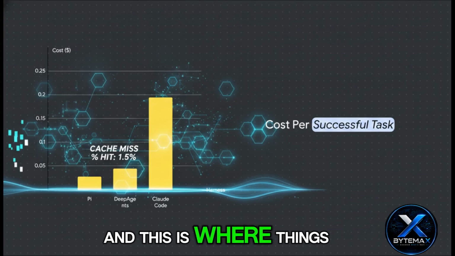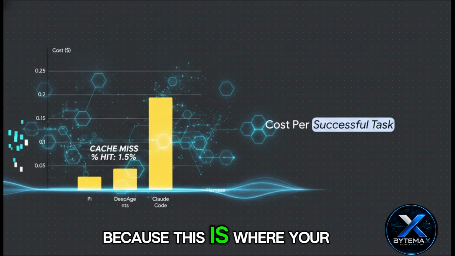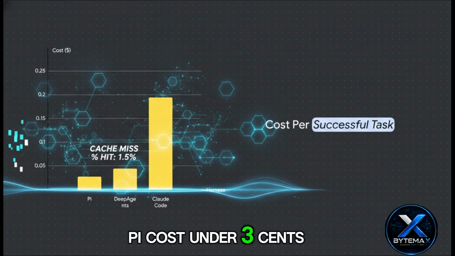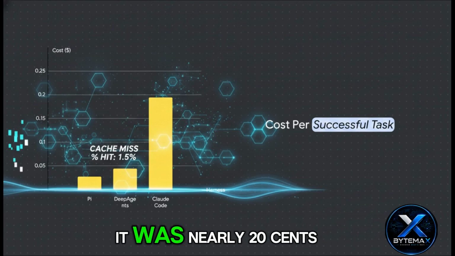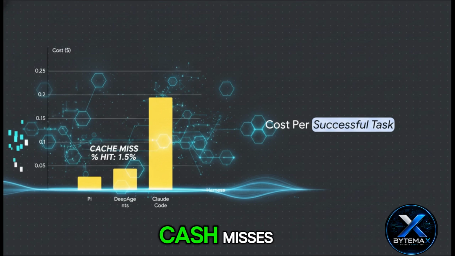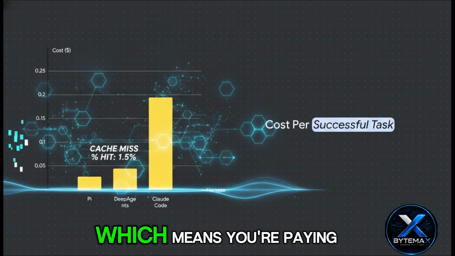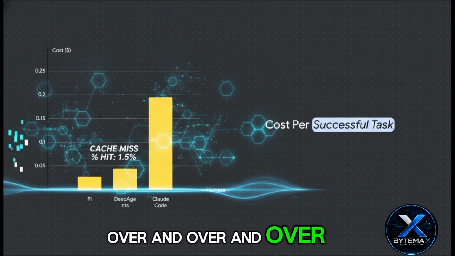And this is where things get interesting. Let's look at the cost per successful task, because this is where your wallet really feels it. Running v4 Flash through Pi cost under 3 cents. Deep Agents, 4.5 cents. But Claude Code? It was nearly 20 cents per successful task. Why the massive difference? Cache misses. It only hit the prompt cache 1.5% of the time, which means you're paying full price for fresh input tokens over and over and over again.